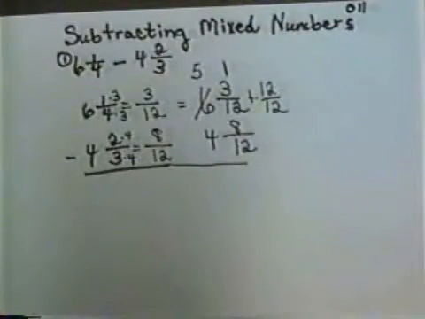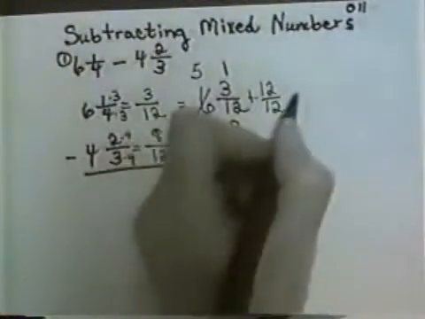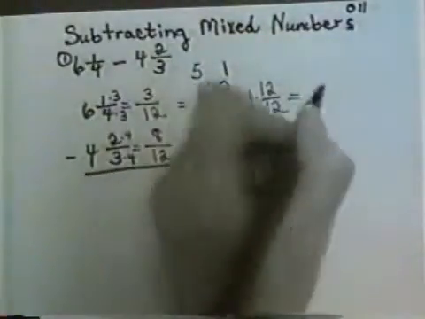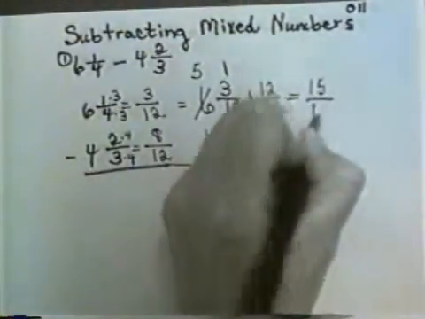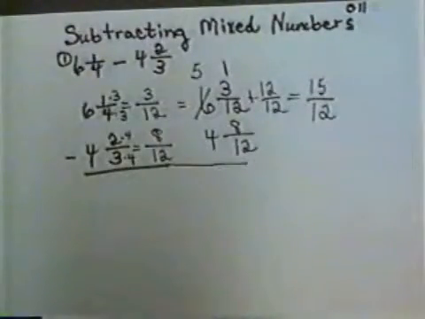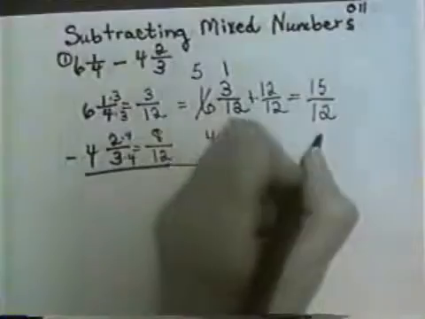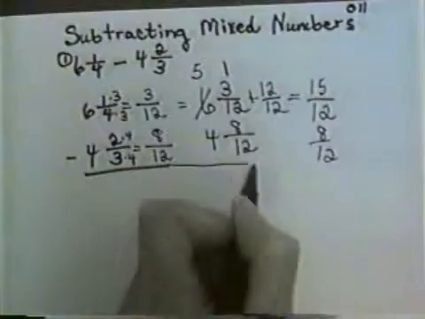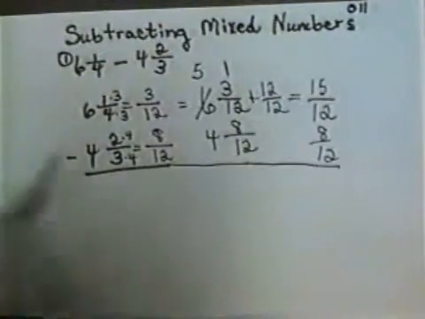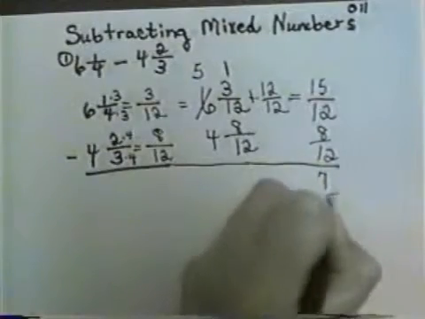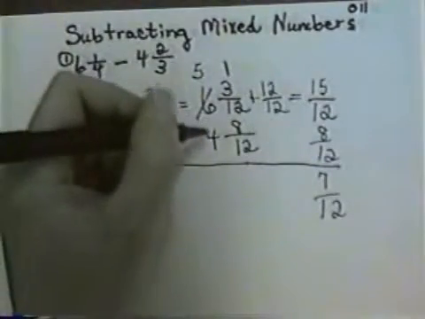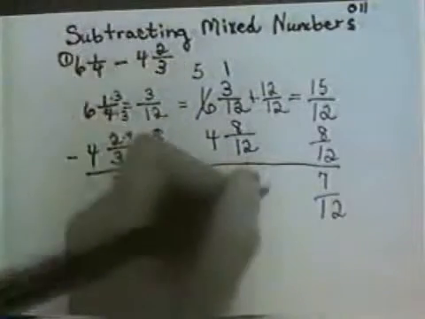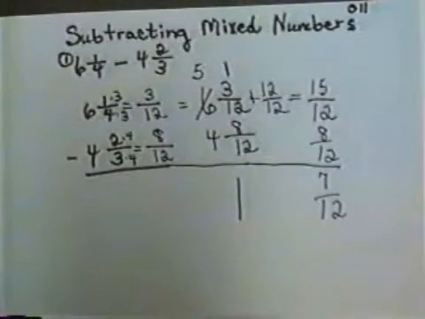So the 1 is made up of 12 twelfths. So what's going to happen is, since I already had 3 twelfths, if I put the 12 twelfths with it, I'm going to end up with 15 twelfths. And now I want to subtract the 8 twelfths from that. Might better put that over here beside it. So if we do that, 8 from 15 leaves 7 twelfths, and let's not forget our whole numbers. 4 from 5 would leave 1. So our answer would be 1 and 7/12.